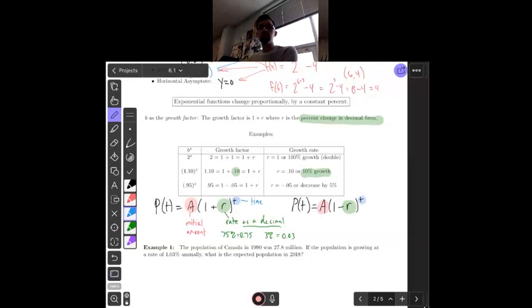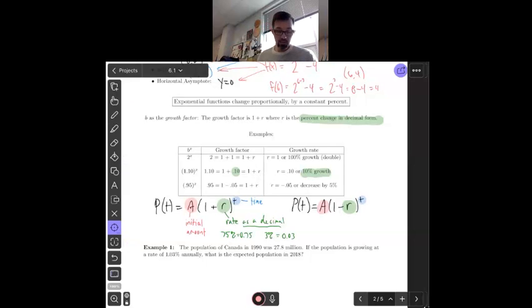Usually that's in years, but that can change. If we're talking about, like, population of a city, we'd probably want to look over a certain number of years. If we're looking at population of bacteria, we would not want to look at that over a number of years. We want to look at that over days or minutes or hours or something like that. So that'll have to be described within the problem, what the time unit is. And here they say the growth rate is 1.03% annually, so there's a year word.